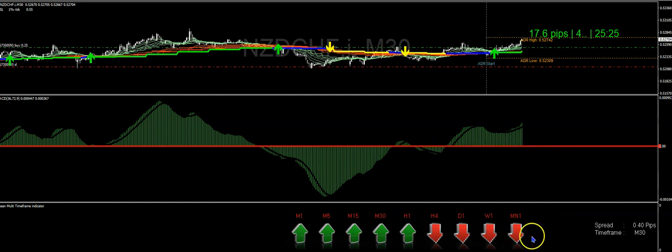I told them last night. I warned them. I said there's some half and halves. So this one still got some time to go. So that's another 17 pips right there.